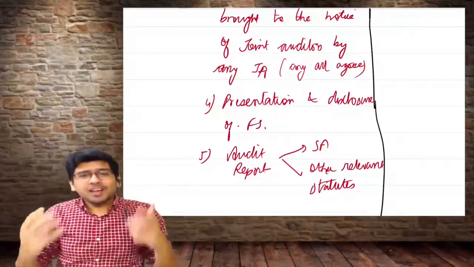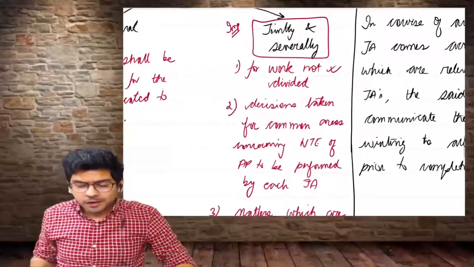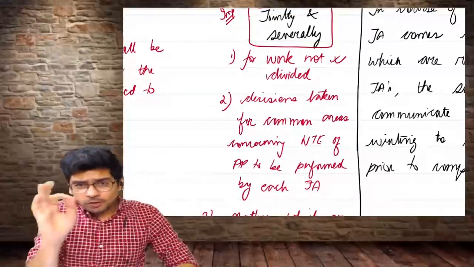So they may ask you the question, when will the joint auditors be jointly and severally liable? So the first thing is for the work not divided.